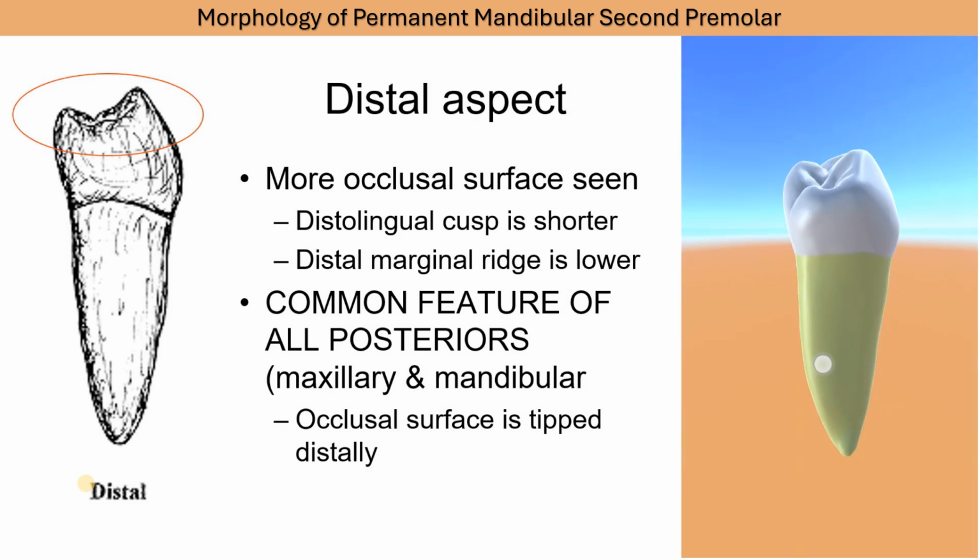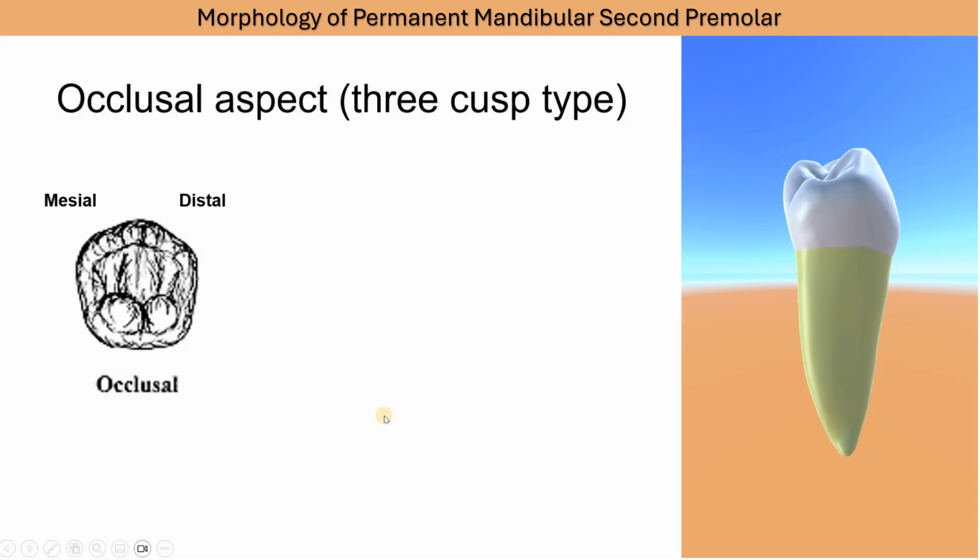and when you turn around to the distal aspect, you will find that you can see more of the occlusal surface from this area. Obviously, because the distal lingual cusp is shorter and you have the distal marginal ridge, which is much more cervically placed compared to the mesial marginal. This is a characteristic feature of both the maxillary and the mandibular posterior teeth. The occlusal surface is usually tipped distally according to the curve of Spee that forms in these teeth.